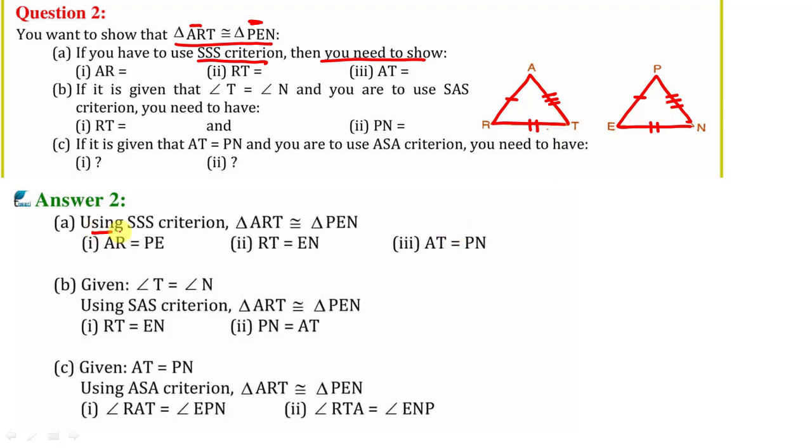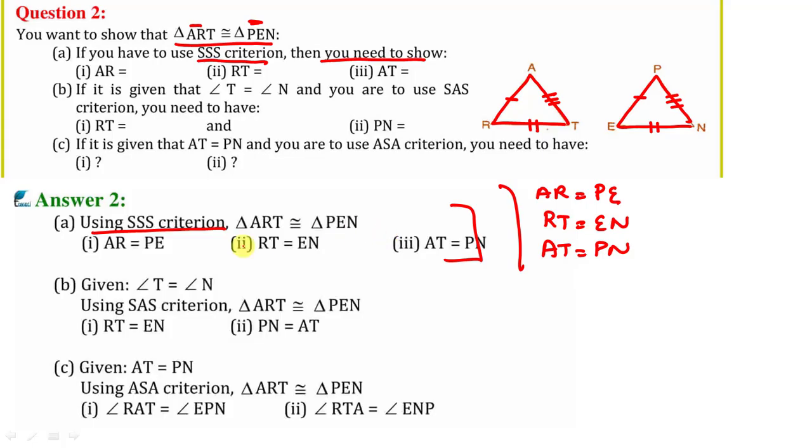By using SSS criteria, the value of AR will become equal to PE, RT becomes equal to EN, and AT is equal to PN. So this is your first part.